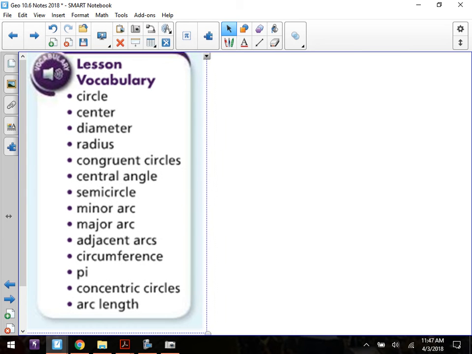A lot of different vocabulary. Don't write this out yet. I just wanted to show you that there's going to be a lot of vocab words that we're going to come across as we go through, but as you look at it, you know most of it.